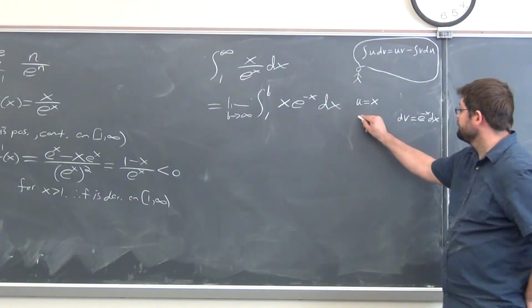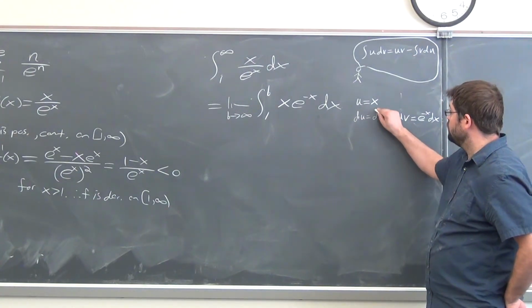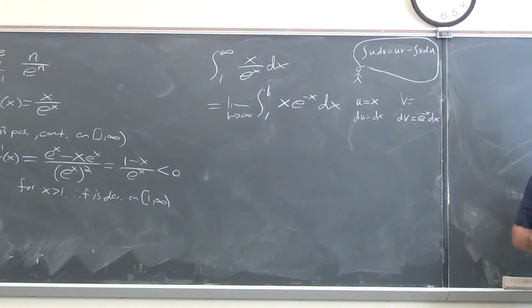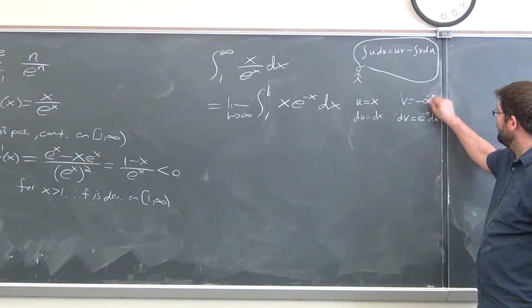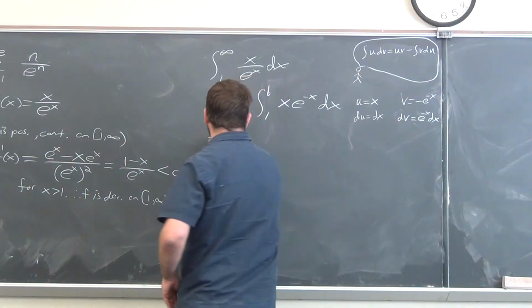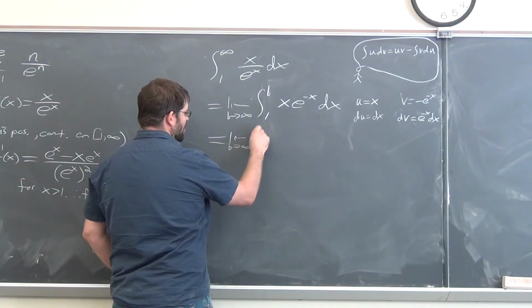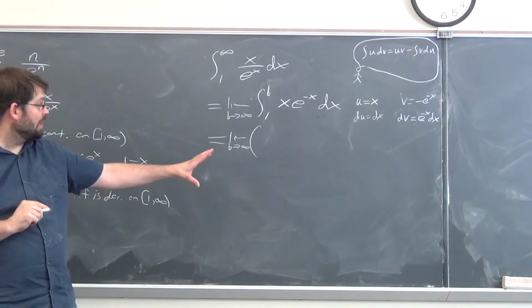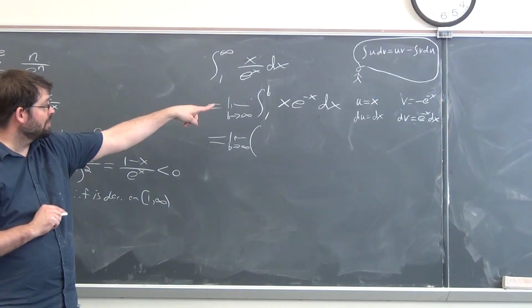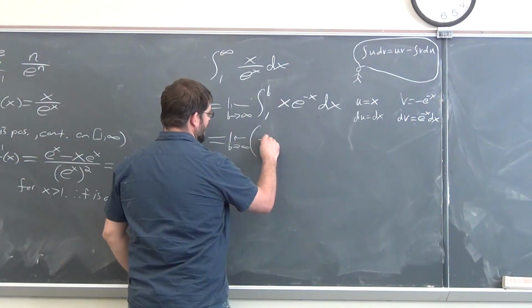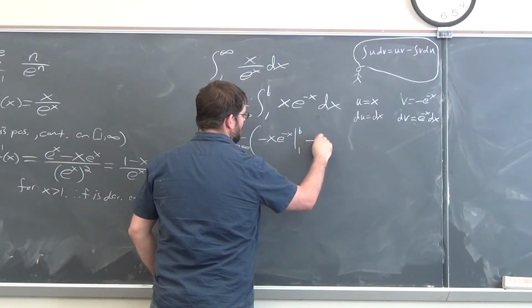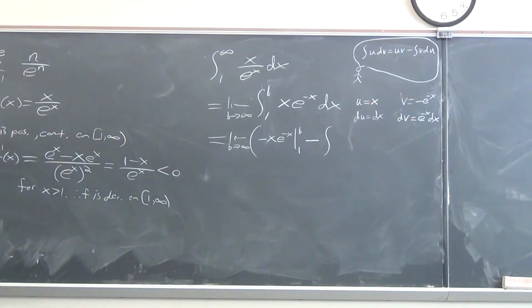So what's du? 1, well, dx, right? 1 dx. And then v is the integral of e to the negative x, which is negative e to the negative x. That look familiar? And now you plug stuff into your formula here, so it becomes, again, this limit will just follow on for the rest of the problem. We'll use it at the end. So it's uv, right? So that's negative x e to the negative x, evaluated at 1 to b, minus the integral of v du.